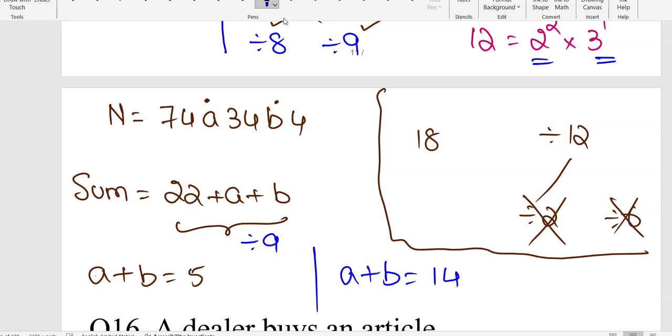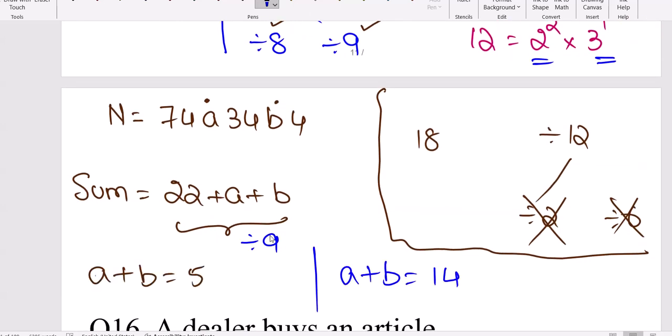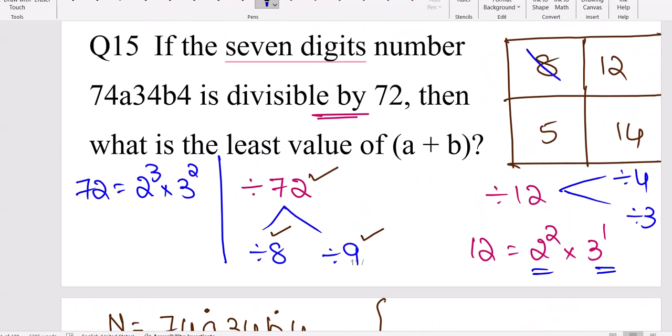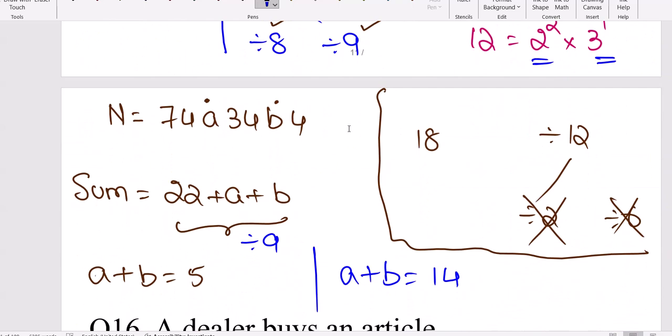Then in the options 14 is also there. What are the options you have? 8: 22 plus 8, 30, not divisible by 9. 8 eliminated. What is the other option? 12: 22 plus 12 is 34. A plus B 12 is wrong. So then you have two answers, A plus B 5 and A plus B 14. They asked about the least value of A plus B. Can I go with 5?